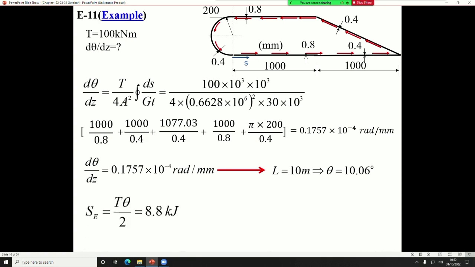And if I was asked to find the energy stored, I've got the angle of twist in radians, not in degrees. I multiply by T divided by 2.